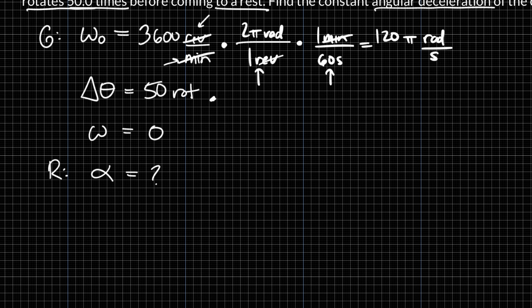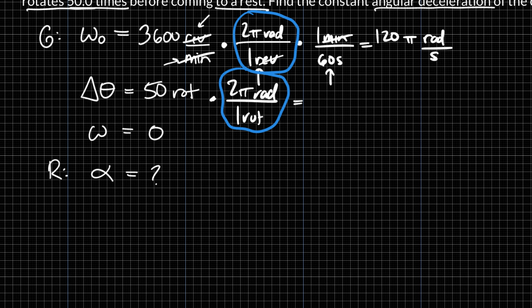For the delta theta, I've got 50 rotations. So I'm going to use 1 rotation is 2 pi rad. Notice here, I think this is important to note, that a rotation and a revolution are exactly the same thing. If I multiply that out, I'm going to get 100 pi radians. Again, I could have plugged in 3.1415, whatever pi is, but then I'm carrying a bunch of decimals around. I don't feel like dealing with it.